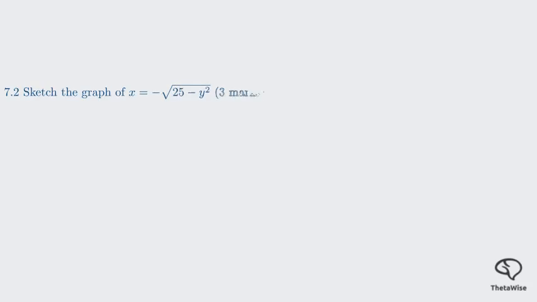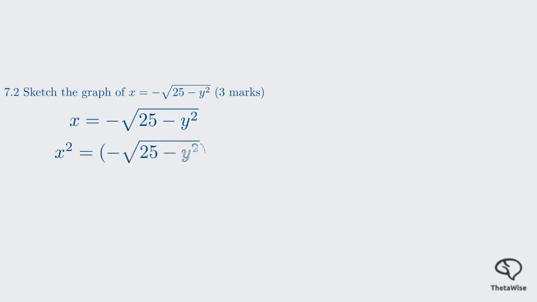Let's move to part 7.2. The question asks us to sketch the graph of x equals negative square root of 25 minus y squared. This problem is very similar in structure to 7.1. It also involves a square root, which means we can anticipate a part of a circle. Let's start by isolating the square root and then squaring both sides. We have x equals negative square root of 25 minus y squared. Notice the negative sign in front of the square root. This is important. Let's square both sides.